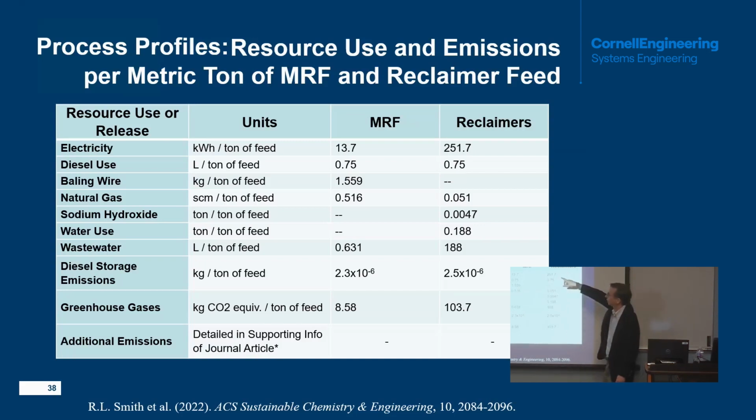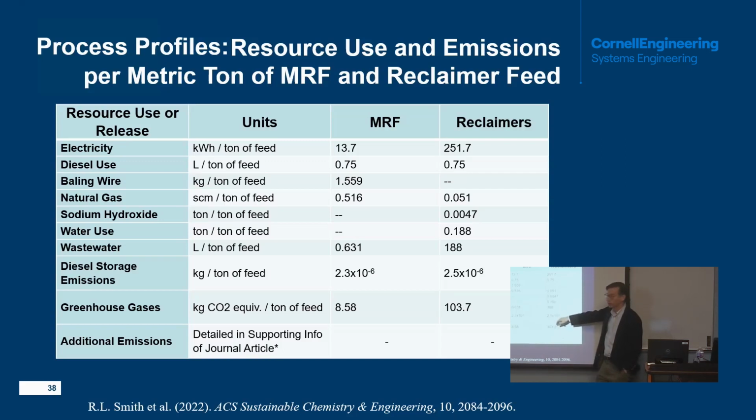So this is per ton going into the MRF and per ton going into reclaimers. One big thing is that the reclaimer per ton are using a lot more electricity, but there are a lot more tons going through a MRF. Okay? Diesel use about the same. Natural gas is higher in the MRF, and using some chemicals and more water, right, at the reclaimers. This is about the amount of wastewater that's coming out of these processes. You can see a lot more from the reclaimers.